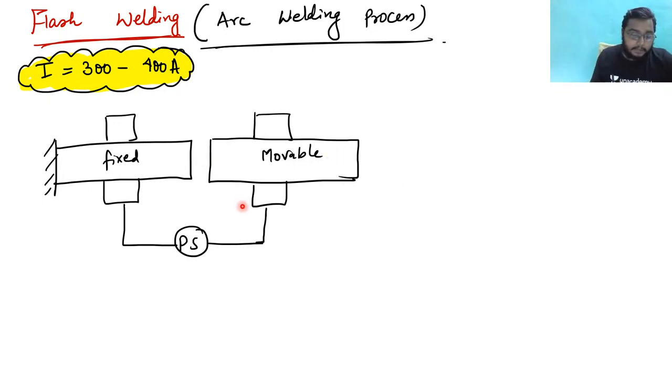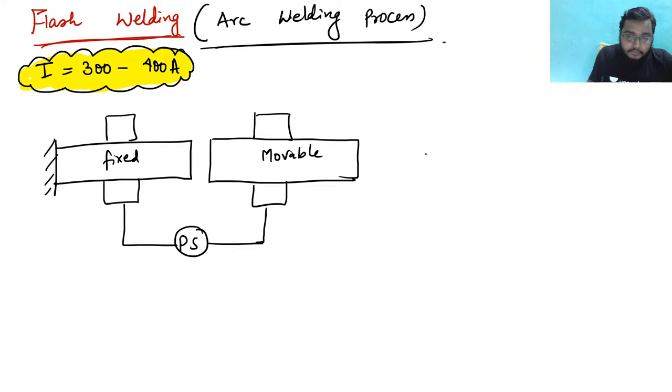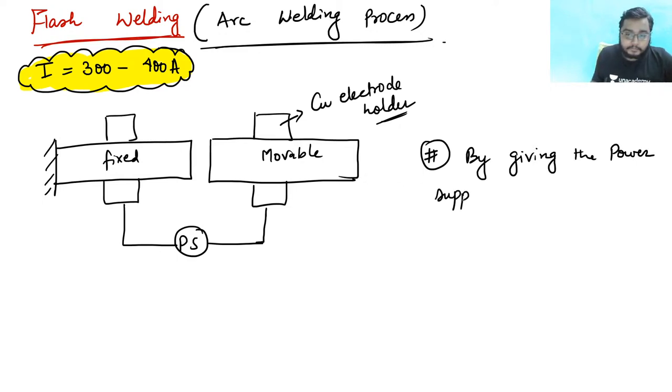So in this, what you are doing, just let me write it so that you can understand. Okay, so first step, what is the thing that you have understood? The two workpieces are to be welded. So these are copper electrode holders. Okay, same concept, same thing is there, but the difference is that by giving the power supply, the two workpieces will be made in contact at the ends.